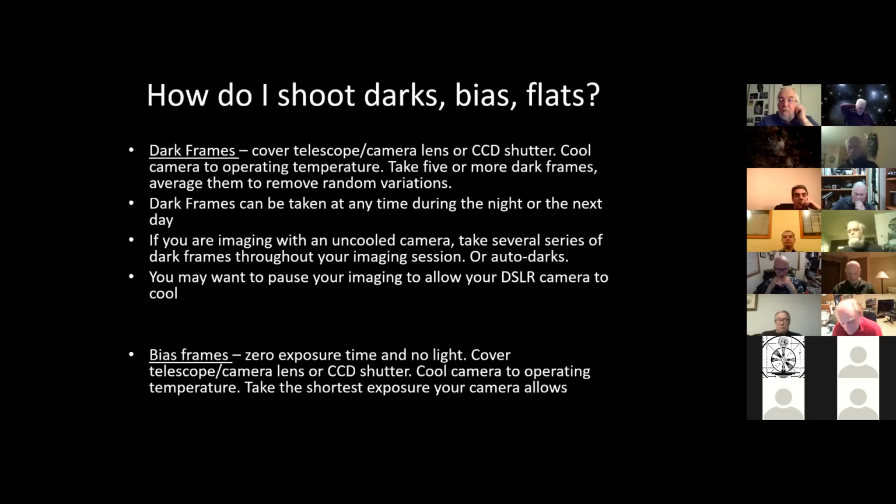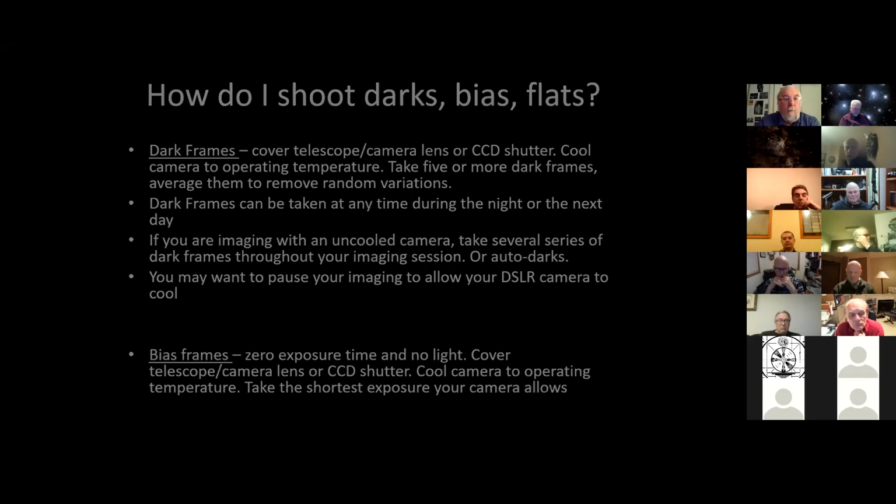And then bias frames are 0 exposure time with no light. So you cover the telescope camera lens, cool the camera to operating temperature, and take the shortest exposure your camera allows. So basically that's the readout noise. So what you're trying to do is eliminate all this noise from your image.